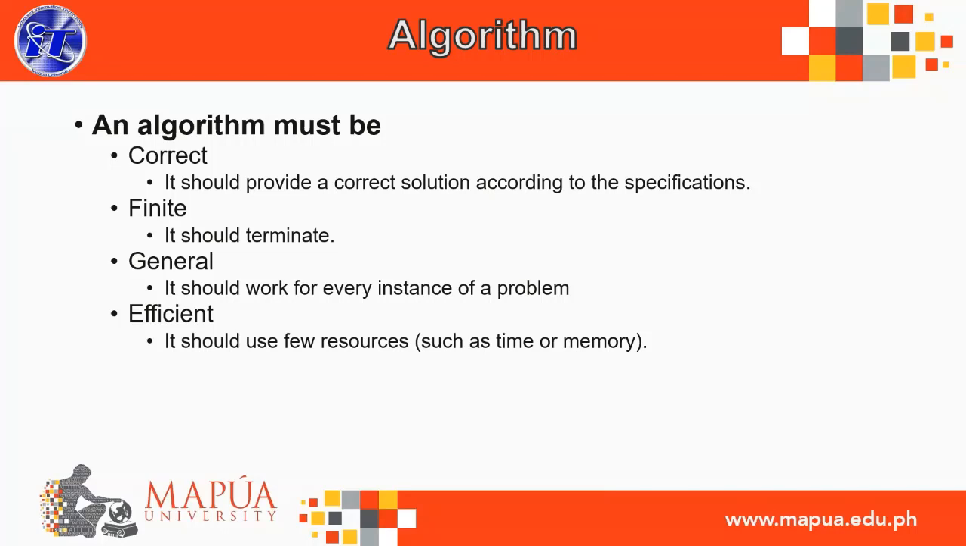Third, general. It should work for every instance of a problem. If it works with problem 1 and problem 2 is almost the same as problem 1, therefore this algorithm could be used on problem 2 and with other problems that are alike. Then fourth, efficient. It should use few resources such as time and memory. Less time, less memory is better in processing our algorithm. So again, the criteria for determining if an algorithm is good are correct, finite, general, and efficient.